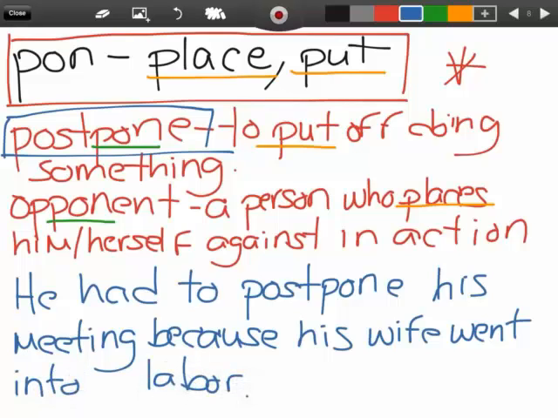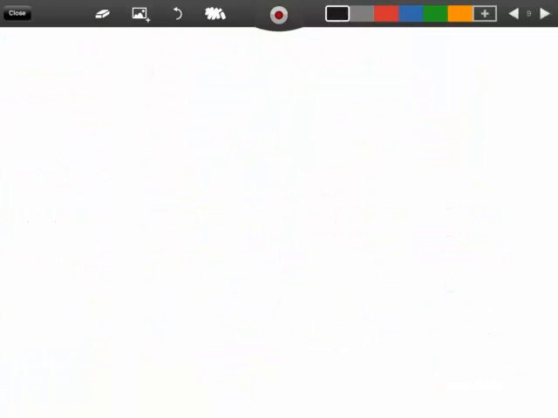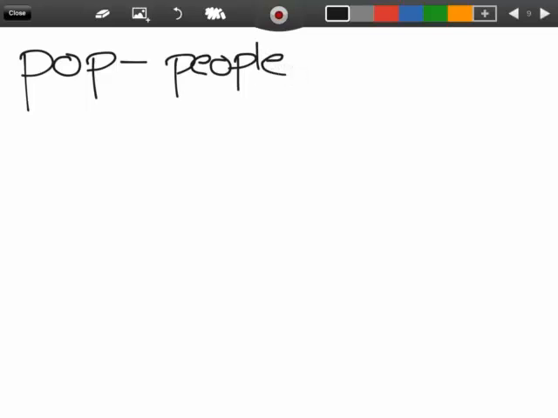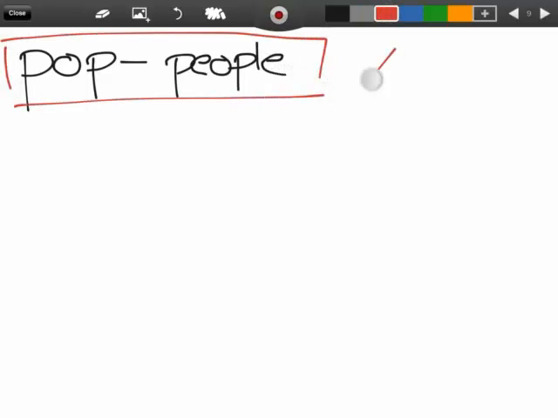I'm going to go ahead and read that to you. He had to postpone his meeting because his wife went into labor. Moving on to our next root, which is pop. Pop. And it means people. Pop is a widely used root, so I'm going to go ahead and put that in a box and put a little star here.